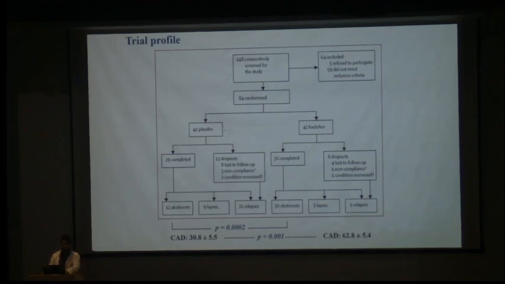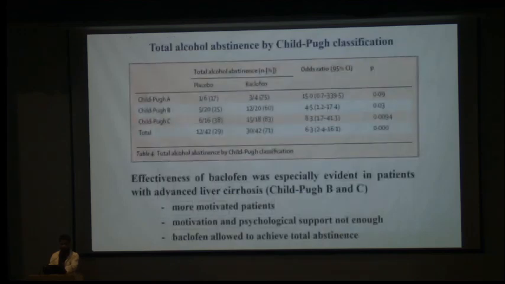The important thing in this trial profile was that they included people with Child C cirrhosis. They included people with significantly advanced liver disease, which was different from all other trials. And the effectiveness they found was especially evident in patients with advanced liver cirrhosis.